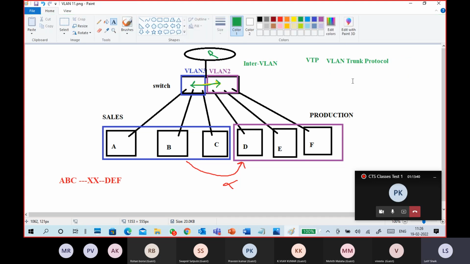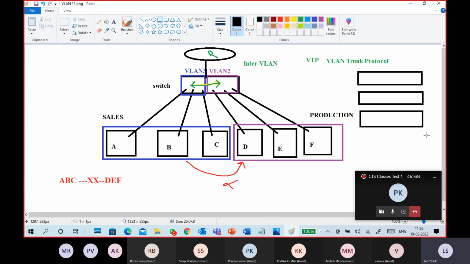Okay. VLAN Trunk Protocol. Actually, there is one more point that I will tell you. What is VLAN Trunk Protocol? If you have VLANs in different layers, look here. This is my one switch, this is another switch, and this is another switch. Each switch has a different VLAN. For example, I'm taking VLAN 2, VLAN 2, VLAN 2.